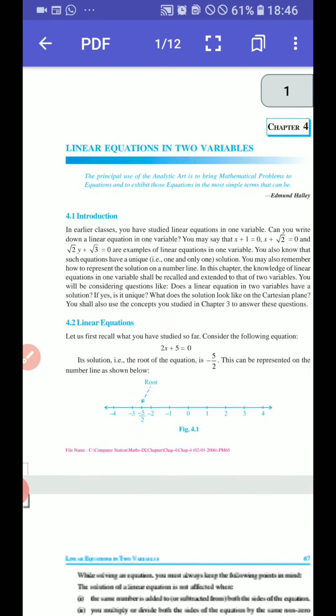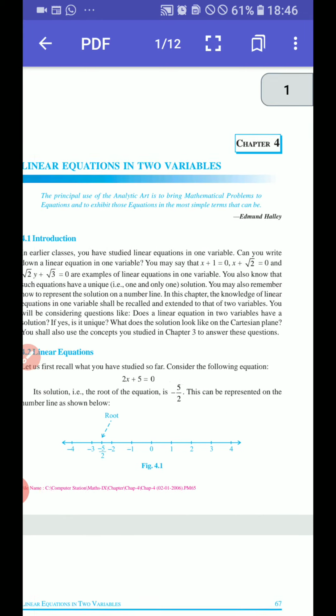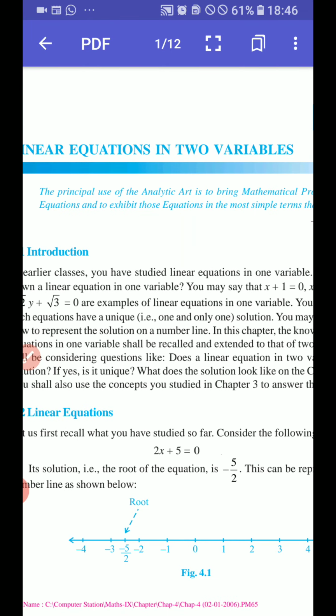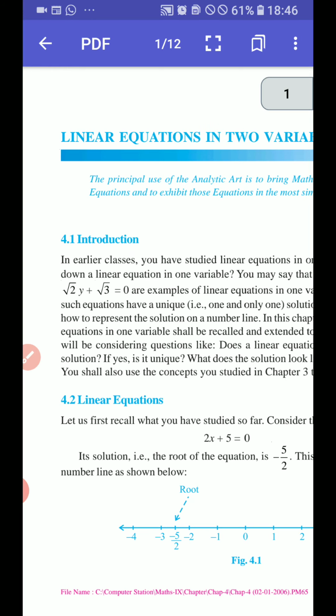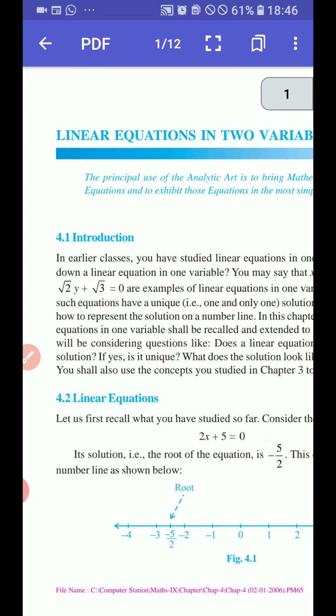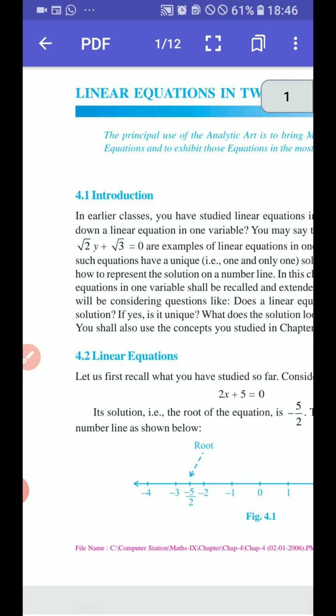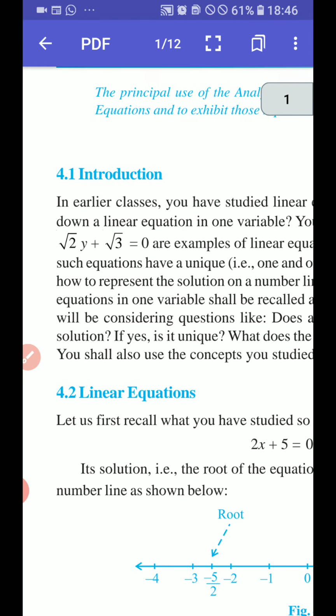Today I will tell you chapter number 4, linear equations in two variables. Before starting the exercise, we need to understand the introduction and some basic facts which are very essential for solving the exercise. Let us come to the introduction.